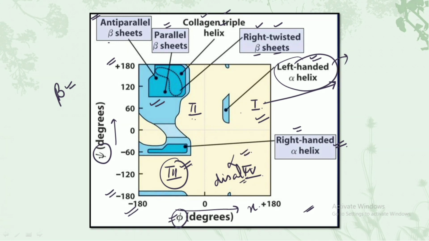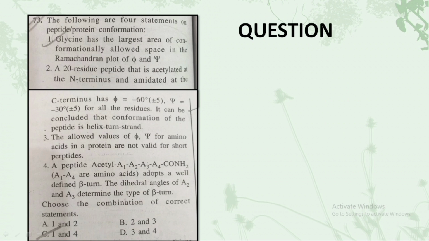And with this, we're done with the complete topic of the Ramachandran plot in detail. I have tried to cover every basic of the Ramachandran plot possible. So now let's try to understand and solve this question. The question says, the following are the four statements given for the peptide or protein conformation. There are 4 points given, and you need to choose the combination with the correct statements.